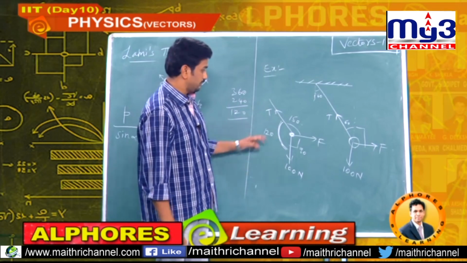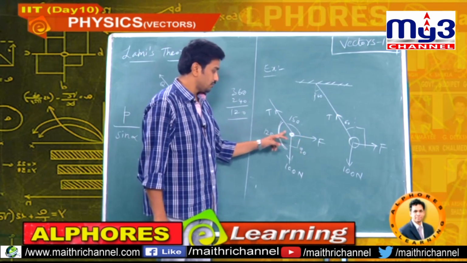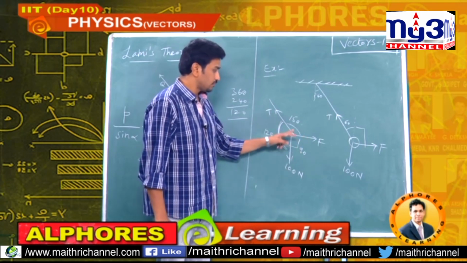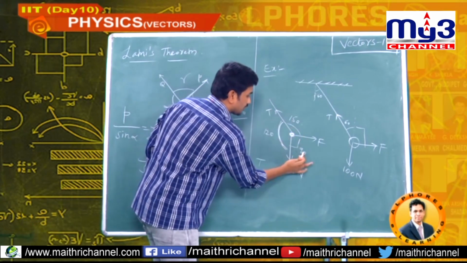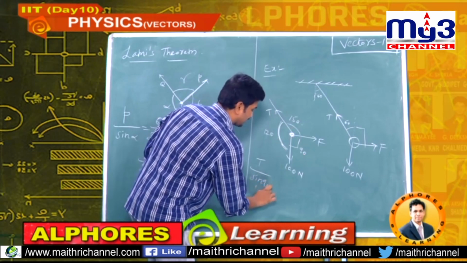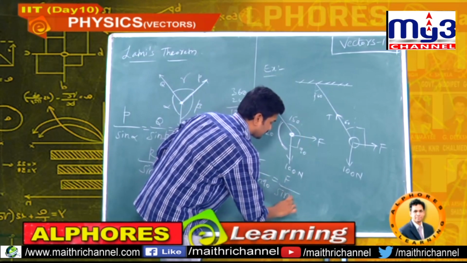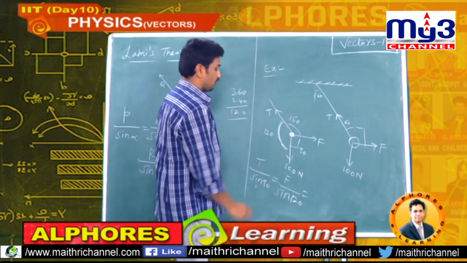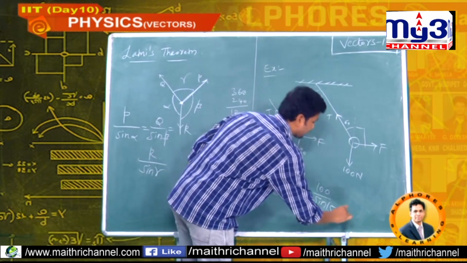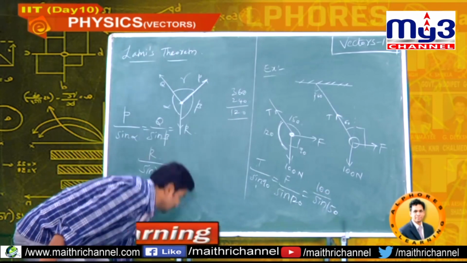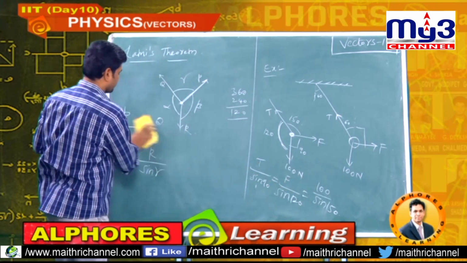Now you can apply Lami's theorem. Tension by sine of 90, force by sine of 120, 100 by sine of 150. Can I write that? Tension by sine of opposite angle, sine 90, force by sine of opposite angle, sine 120. Now 100 by sine 150 degrees. Now here we know the values of sine 120, we know the values of sine 150.